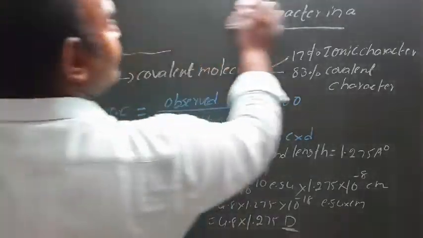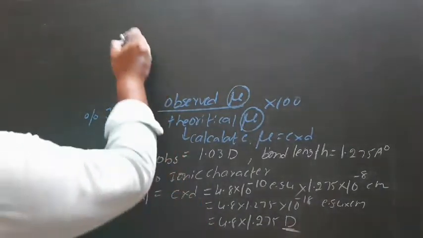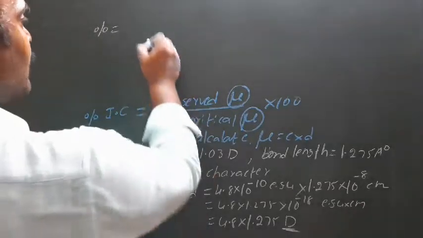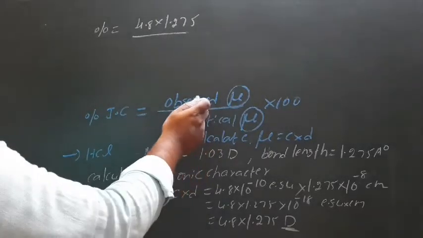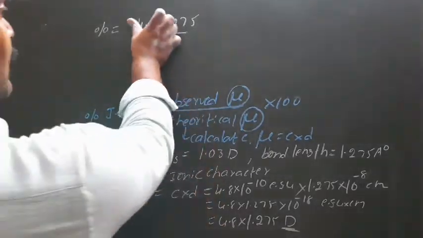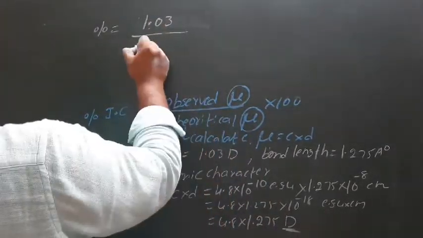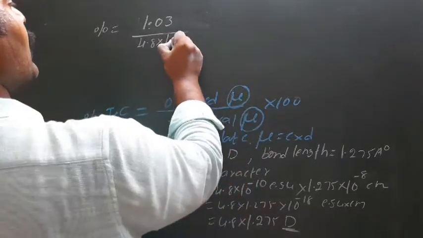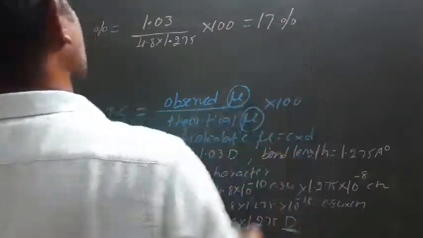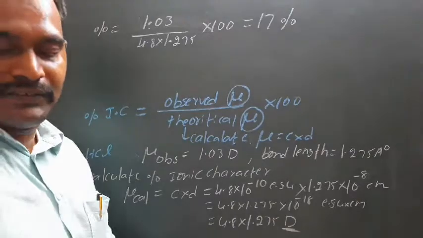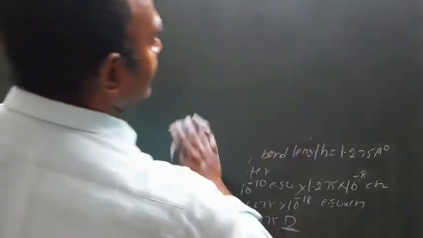Now coming to here, what is the formula we have? Percentage of ionic character is equal to mu observed value by 4.8 into 1.275, and observed value how much is given? 1.03 D. Calculate how much there? 1.03 divided by 4.8 into 1.275, into 100. So approximately we get 17%. Okay? This is about the dipole moment concept in chemical bonding.